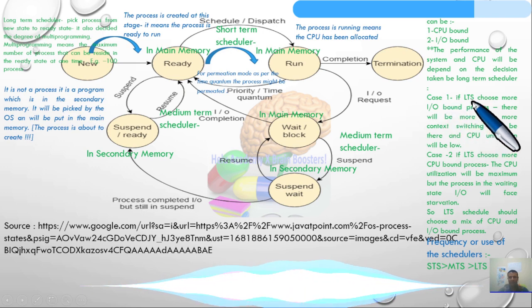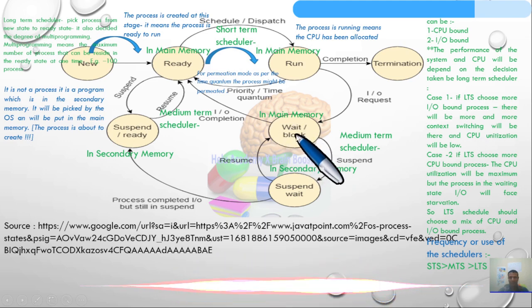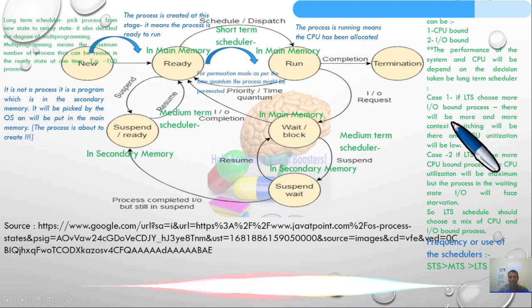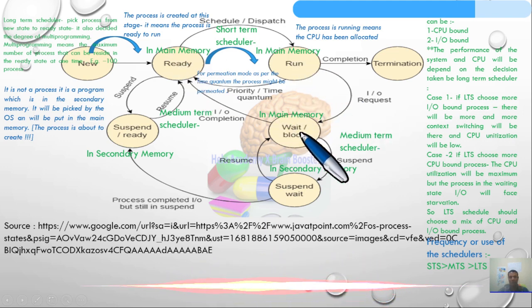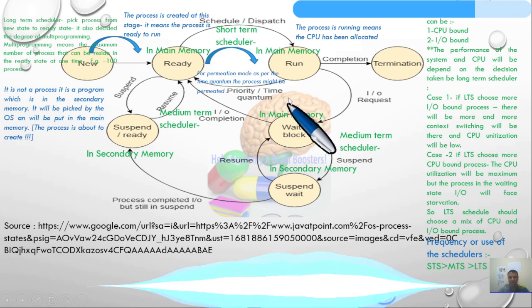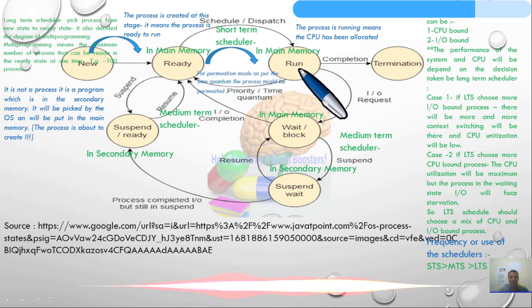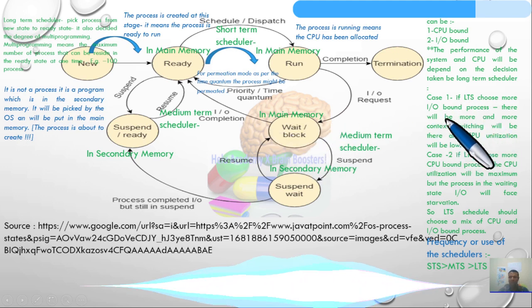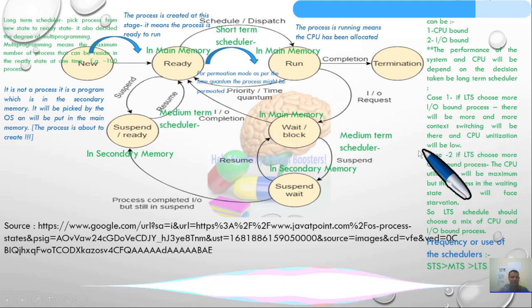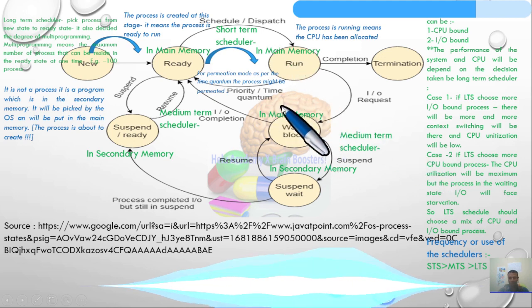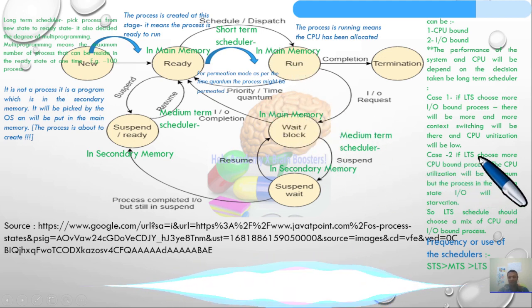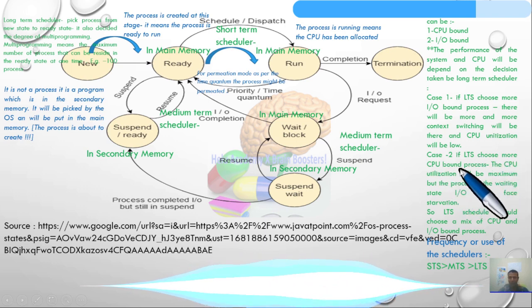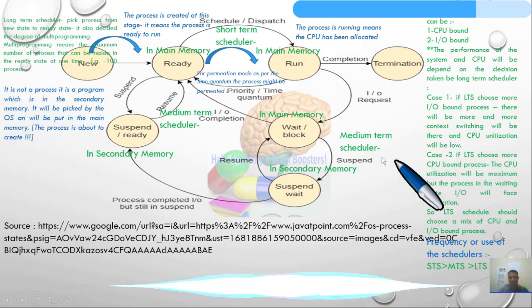So case one: if the long-term scheduler chooses more IO bound processes, then there will be more and more context switches, because the process will come here, then it will be in the block state. Again the process will come, again it will block because of IO operation, then it will come here. So there will be more context switches and the CPU utilization will be low, because it will always be context switching. The second case is if the long-term scheduler chooses more CPU bound processes, the CPU utilization will be maximum.